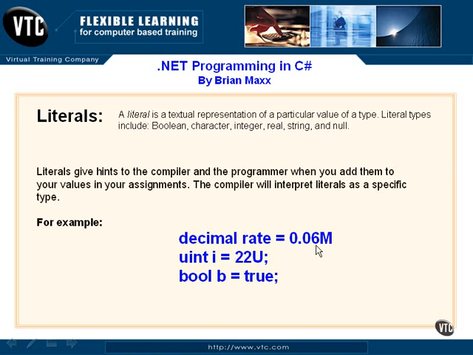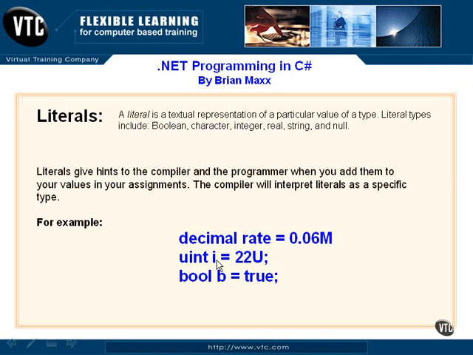So this is a literal over here on the right hand side. A decimal type, rate is the variable, is equal to 0.06 capital M. Well, that looks strange, but what it's saying is that for this to be a decimal, capital M is the literal that's added to this value here that's going to force this to be a decimal value. It looks strange because it's an M, but that's because the D is already taken for double. So, moving forward, I'll tell you about that in a minute.